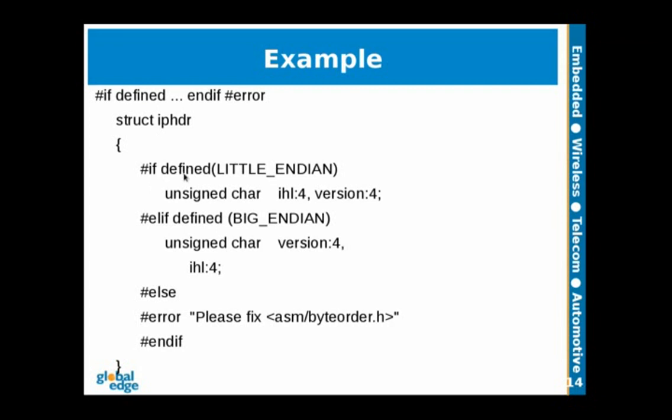If defined little endian, this is actually taken from code in the networking subsystem. This is actually portable code, right? It can be used for both little endian machines as well as big endian machines. Unsigned char. See the sequence of the variables varies. First I would have IHL and then version. If it's big endian, I would have version and then the IHL, right?